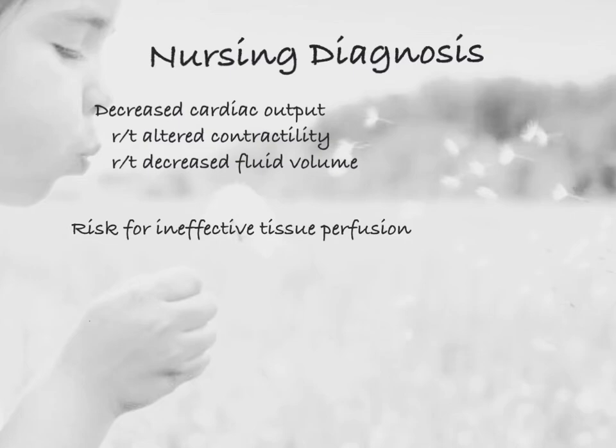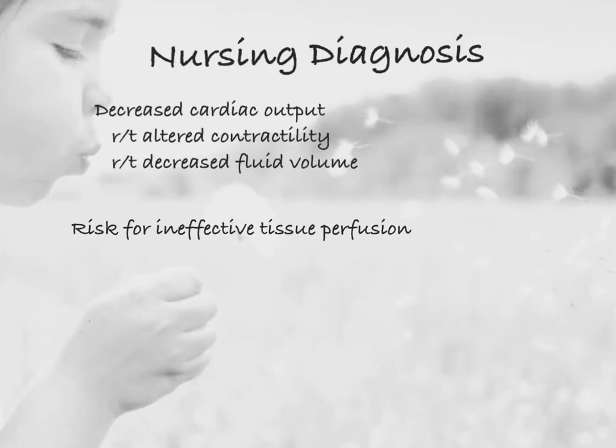You can have risk for ineffective tissue perfusion, and that can be related to your patient's cardiac output. A risk for diagnosis is going to tell you that the patient has not manifested the problem yet, but we know that there are risk factors and we would like to address them before there is an actual problem, so that's why we're putting it in our care plan.